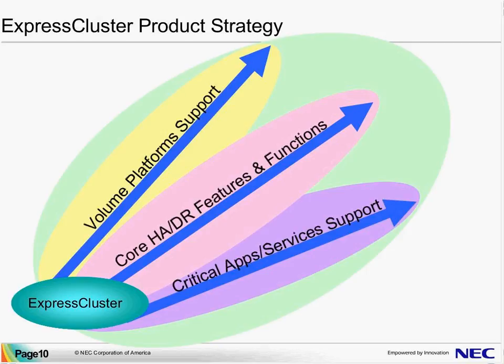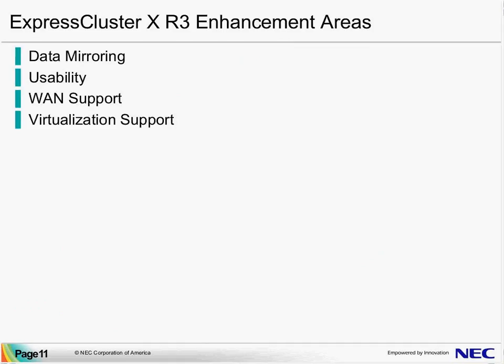Okay, with that, now let me move on to talk about the new enhancements in the new ExpressCluster 3.0 release. So in the new major release, there are 4 enhancement areas. One is in data mirroring. Data mirroring is the function that's available in the ExpressCluster WAN and ExpressCluster LAN editions of the product. This is the ability to transparently mirror data from one system to another system in a way that's transparent to applications. So it's a very easy and robust way to protect data.